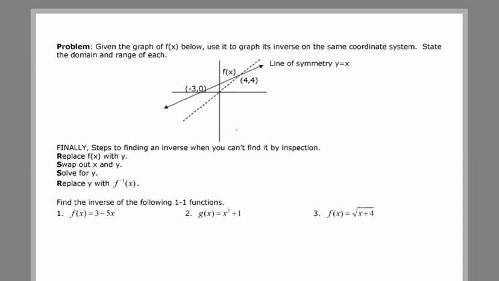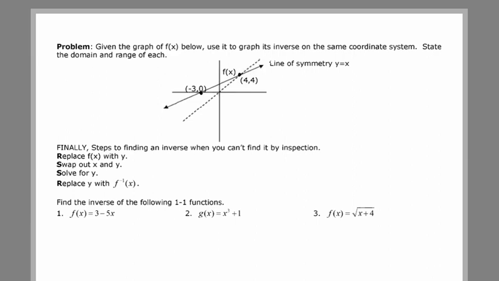Okay, let's continue in 2.7, looking more at the graphs of our functions and their inverses. So I've given you a graph here of f of x that passes through the point -3, 0 and the point 4, 4. I'd like us to use the graph of f of x to graph its inverse on the same coordinate system, and then we would like to state the domain and range.